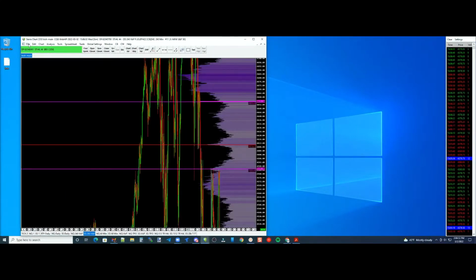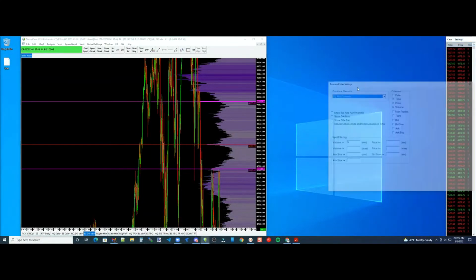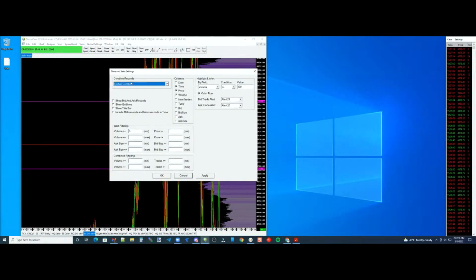So if you don't know how, just go into your chart. Listen, every chart gets its own time and sales, okay? And no chart can have multiple time and sales, all right? Some people run multiple time and sales, some to see big lots, others to see no filter. I use my time and sales for the ES specifically like this. I do not combine. I only care about time, price, and volume.